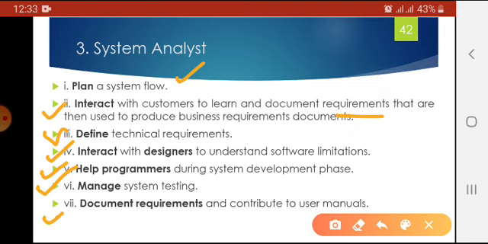And in the end, he has to document the requirements and contribute to the user manuals. Basically, there are two types of documentation that are prepared during SDLC. One is for the end users, and one is for the programmers or the developers or the software development team. He has to contribute towards the documents that are to be delivered to the end users, to guide them how to use and how to run or install the software. So these are the responsibilities of the system analyst.